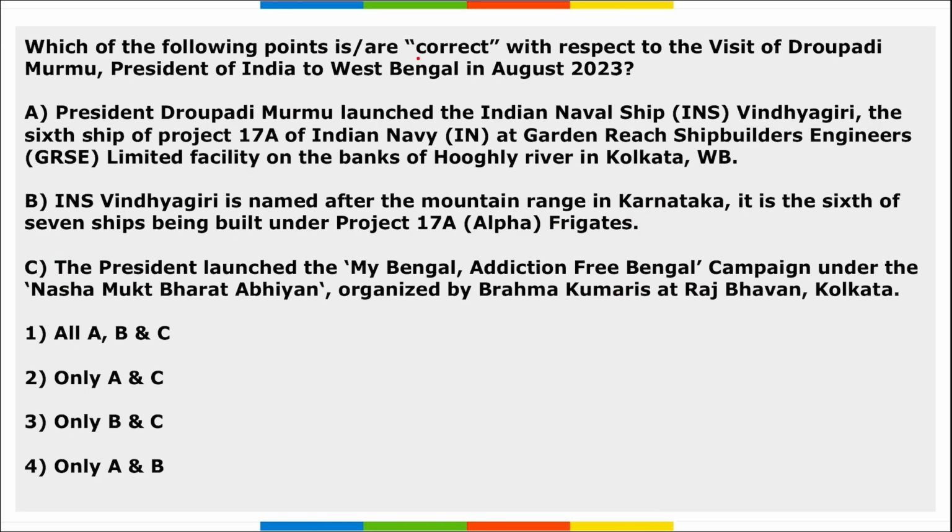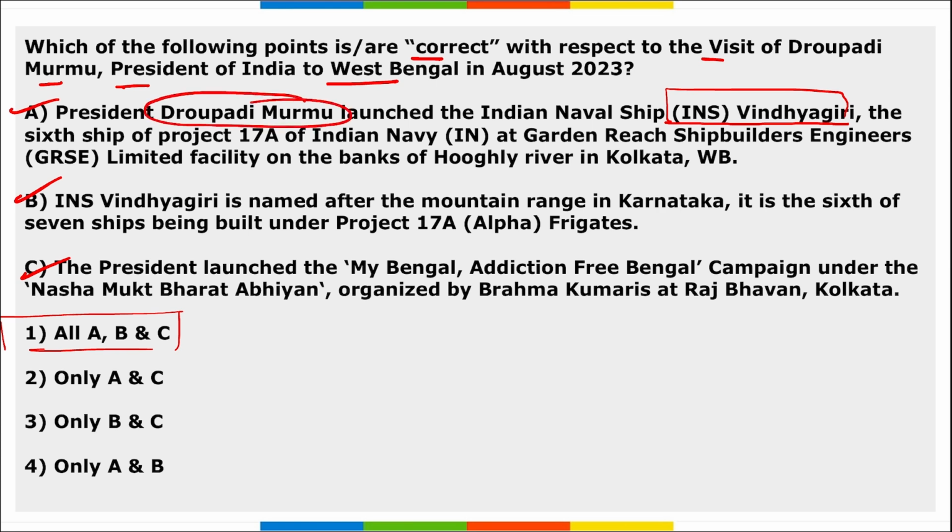Next, which among the following are correct with respect to the visit of Draupadi Murmu ma'am, President of India, to West Bengal in August 2023? If we look at the options, remember all these options are correct here. So the right option here becomes A. President Draupadi Murmu launched Indian naval ship Vidyagiri. Important. Who launched it? It was launched by President Draupadi Murmu. This is the sixth ship of the Project 17A of Indian Navy at the GRSE Limited facility on the banks of the Hooghly River in Kolkata, West Bengal. So this INS Vidyagiri was launched on the banks of the Hooghly River in Kolkata, West Bengal.